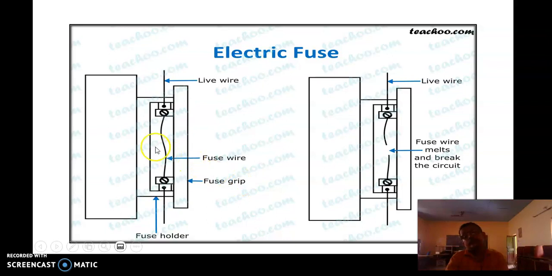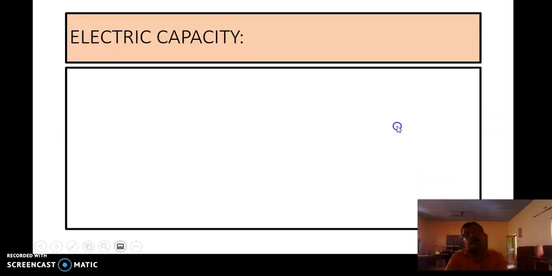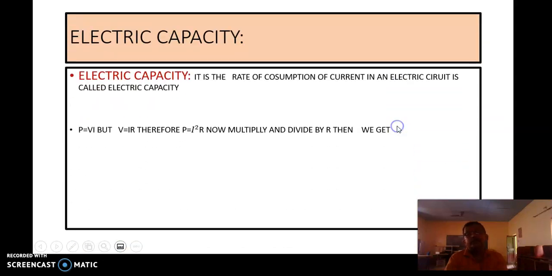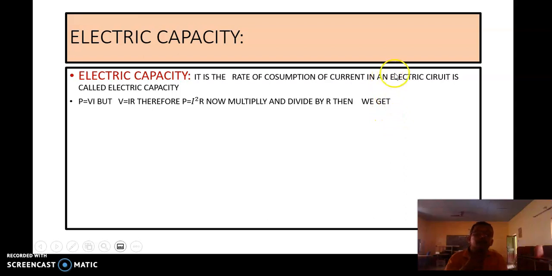So this is the fuse. Here a very thin metal is used. When the current or voltage becomes high, it melts, and due to this melting it breaks the circuit and avoids the danger. So, electric power. Electric power means the rate of consumption of energy in an electric circuit is called electric power.